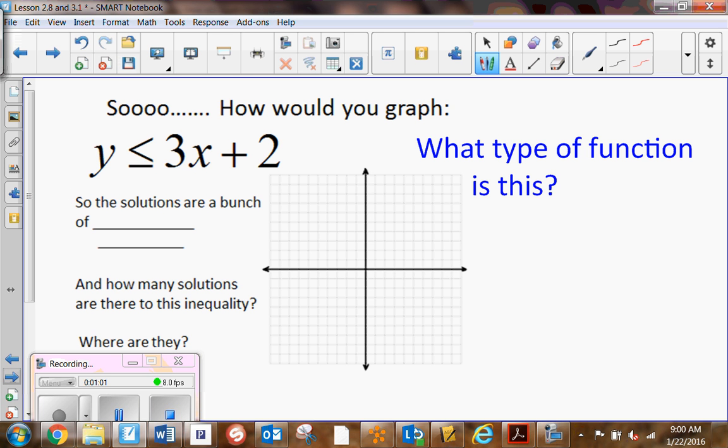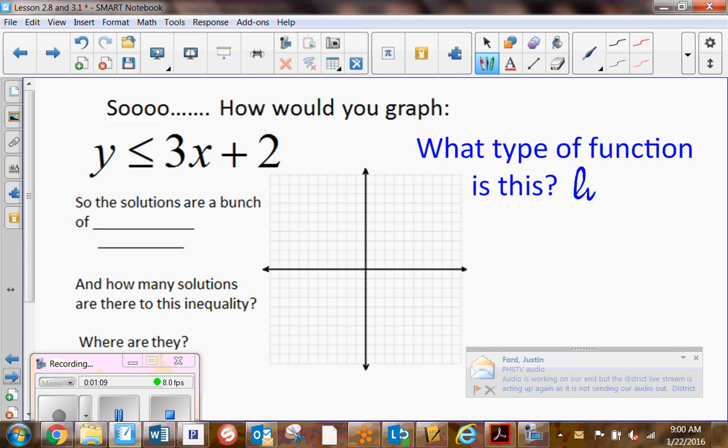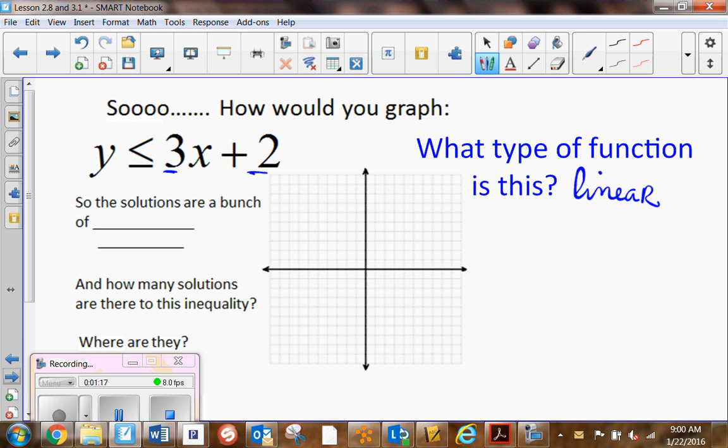So here we go. Let's start with something nice and simple. We have y is less than or equal to 3x plus 2. This is obviously a linear equation, because we see the slope and we see the y-intercept. And these are very easy to graph. So let's start by just graphing that line. Let's pretend this is not an inequality but an equation. So of course I'd go to my y-intercept. I would go up 3 over 1, and that would be my line, right?